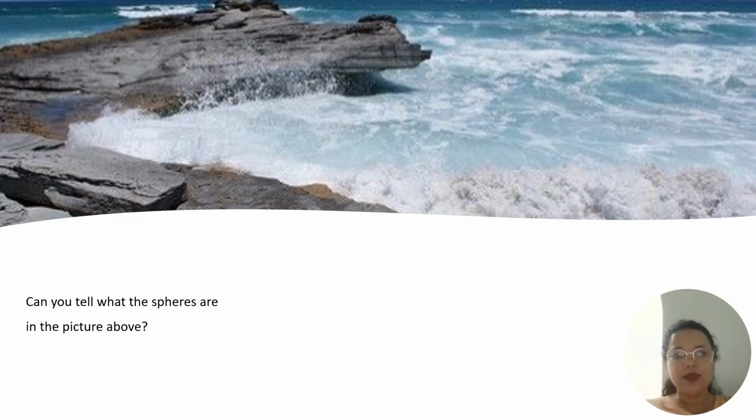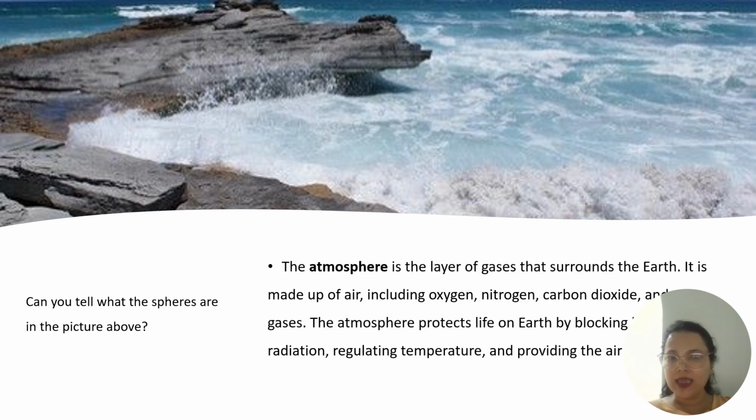So now, if we look at this picture, can you tell what spheres occur? Now, if we look at the water, it's the hydrosphere. These rocks here are the lithosphere, and the air around all these places is made up of gases, and these gases are nitrogen, oxygen, and carbon dioxide.